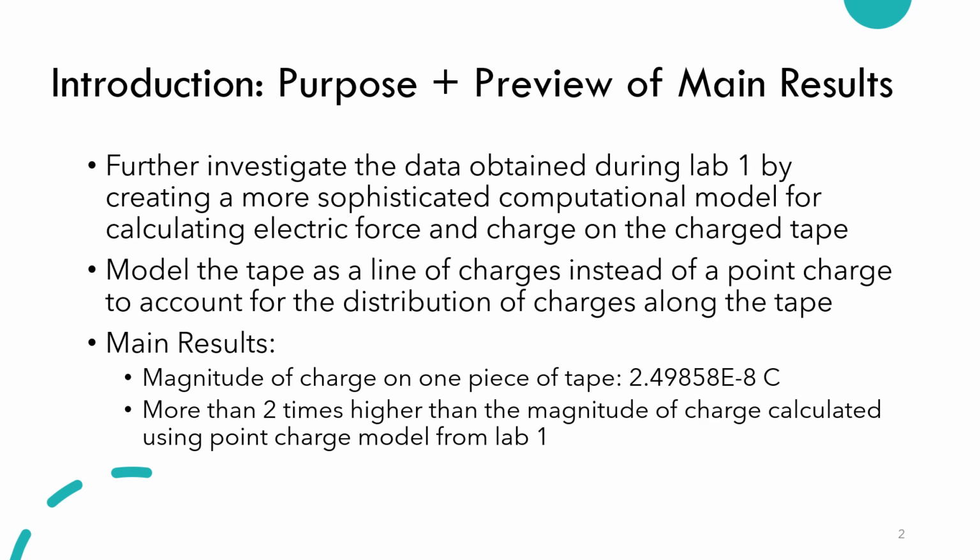The purpose of this experiment is to further investigate the data obtained during Lab 1 by creating a more sophisticated computational model for calculating electric force and charge on the charged tape. We will model the tape as a line of charges instead of a point charge to account for the distribution of charges along the tape. As for the main results, we found that the magnitude of charge on one piece of tape is equal to 2.49e-8 coulombs, which is more than 2 times higher than the magnitude of charge calculated using the point charge model from Lab 1.